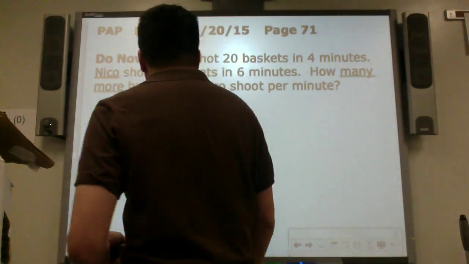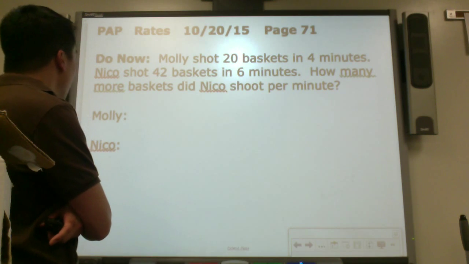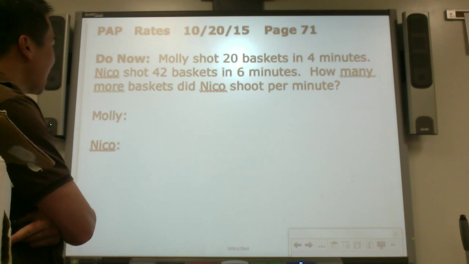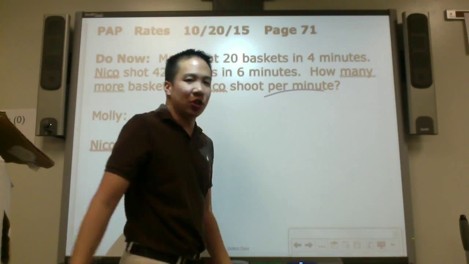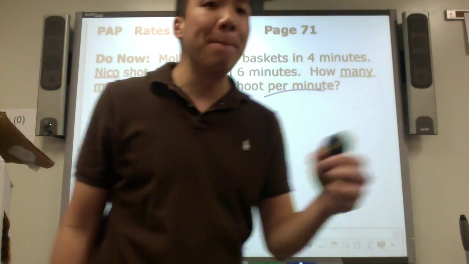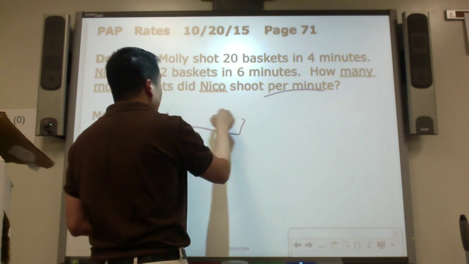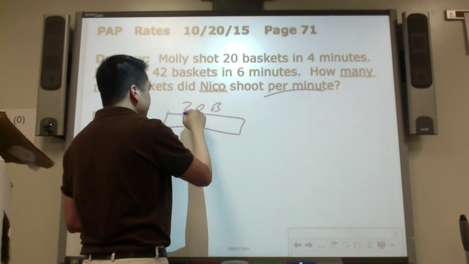For example, Molly shot 20 baskets in 4 minutes. Nico shot 42 baskets in 6 minutes. How many more baskets did Nico shoot per minute? That means how many shots did he shoot for every 1 minute? There are many ways you can do it. You can do it in a bar diagram.